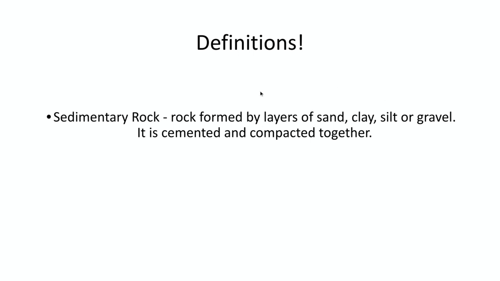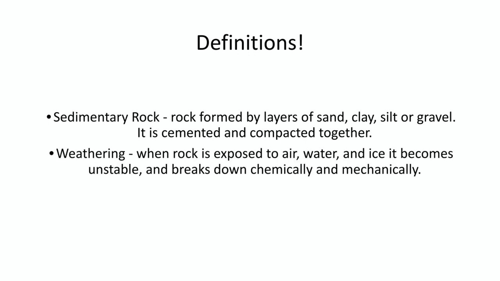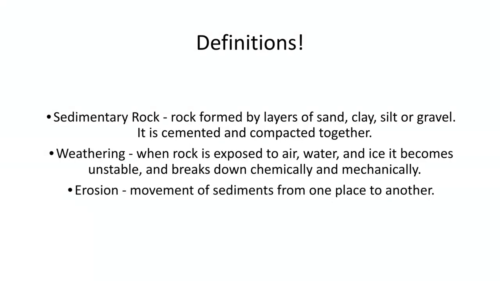But for now, what I really want you to focus on is that word layers. Sedimentary rock is very, very recognizable because of its layers. To make sedimentary rock, you need a couple of processes. The first is weathering. The definition we are going to work with on weathering is when rock is exposed to air, water, and ice, it becomes unstable and it breaks down chemically and mechanically. Later on in a future lesson, we're actually going to look at the difference between chemical and mechanical weathering of rock.